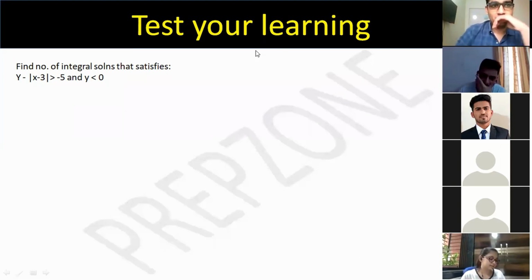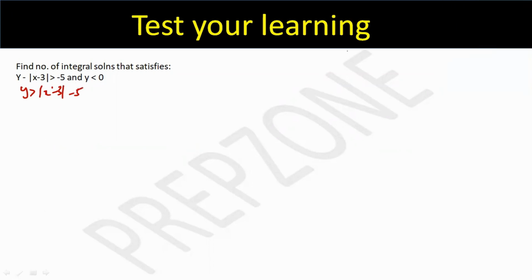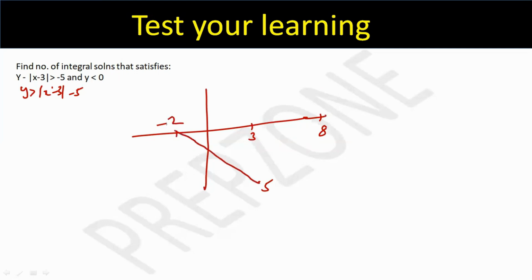I did y is equal to mod of x minus 3, minus 5. Sorry, y is greater than mod of x minus 3, minus 5. Okay. So it will be a V-shaped graph, and the bottom point will be (3, -5). Shifted by 3 to the right, and shifted down by 5 units. This will be 8, this will be -2. And this is how the graph will look, right?